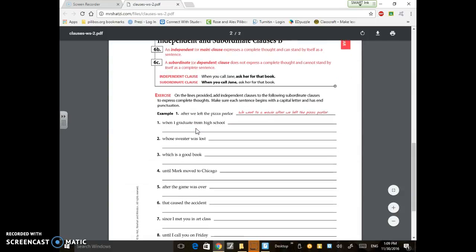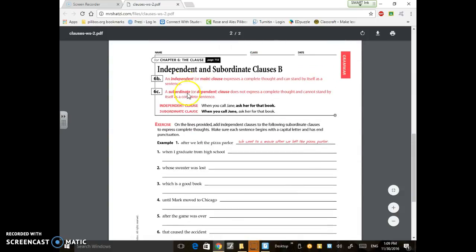Okay. The second page is a little bit more writing. So again, it still gives you your samples up here, but here it only gives you part of the sentence. It gives you just the dependent aspect. So you need to write the sentence using this as your dependent or your subordinate clause, and then you need to add an independent to it. So, on the lines provided, add independent clauses to the following subordinate clauses to express complete thoughts. Make sure each sentence begins with a capital letter and has end punctuation.